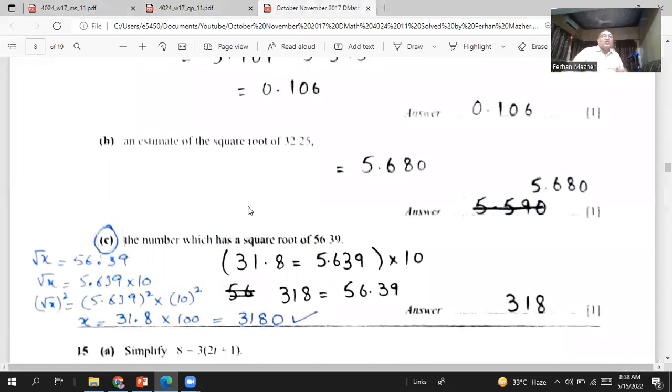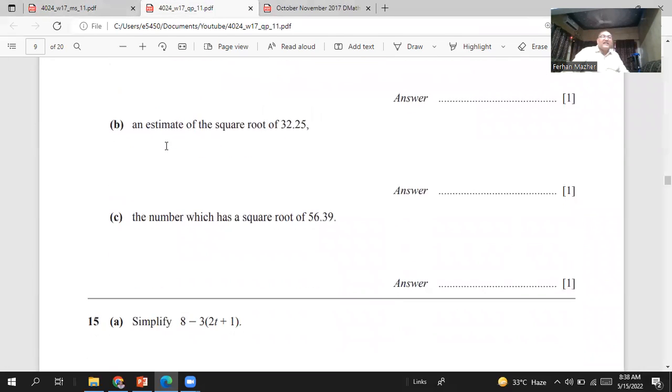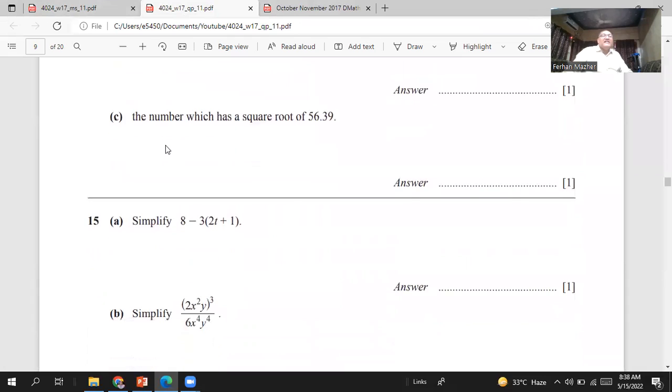So the method I told you: find the square root of 32.2 from the table, and find the square root of 32.3. Add both these values and divide them by two. You will get this value, 5.680. And that answer is right, I've already checked.